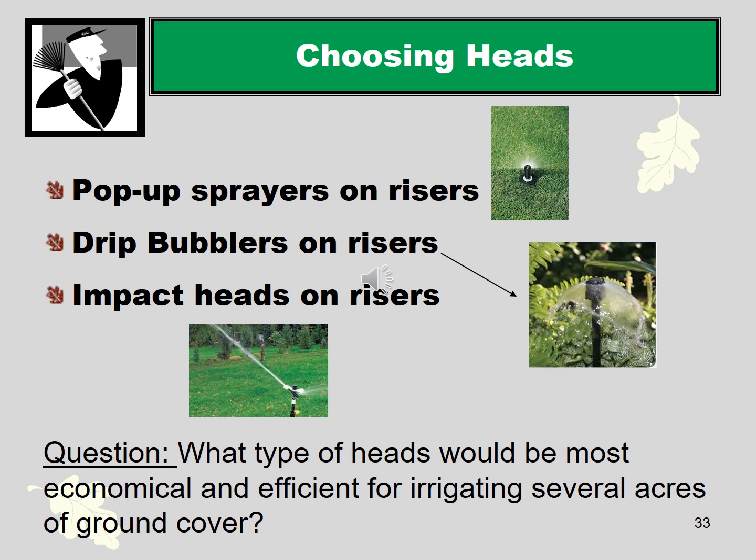So here's the question: what type of heads would be the most economical and efficient for irrigating several acres of ground cover? In this case, I would say impact heads on risers. We're talking large areas. Now these ones, like the pop-up sprayers and the impact heads on risers, will have a lot of evaporative water waste. So that's something to think about.